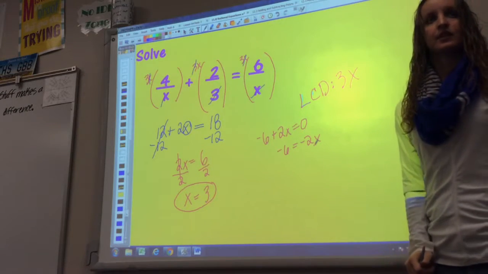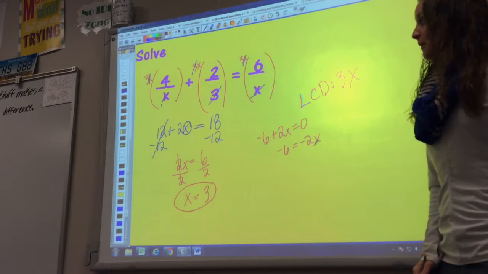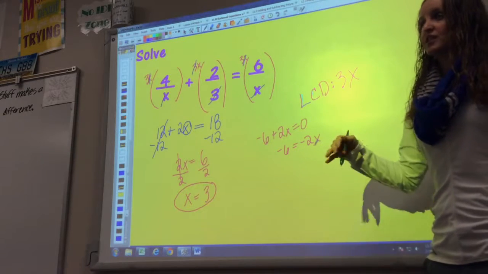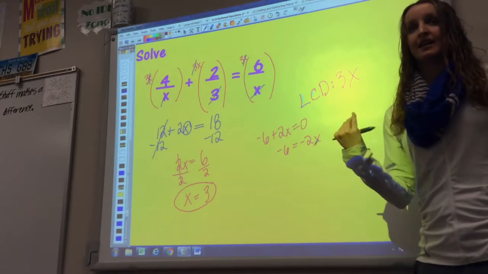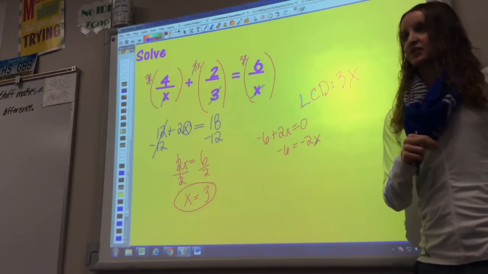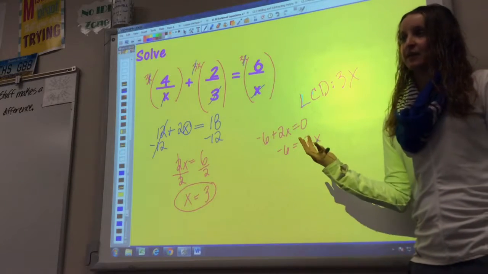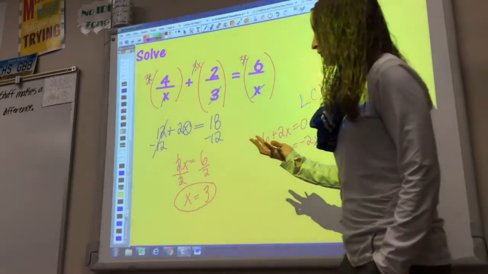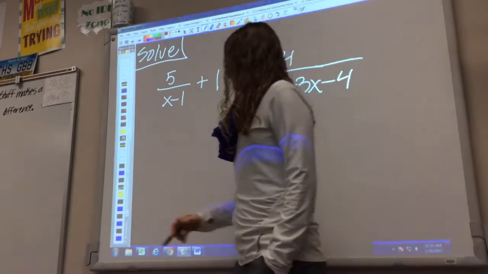Same answer. So, what we have to remember, you guys, when we multiply by the LCD, what does it get rid of? Denominator. Yeah, and that should make everyone happy because no one likes fractions here. I mean, I don't mind them. The more you work with them, the more you don't care about them, okay? They don't bother you, okay?